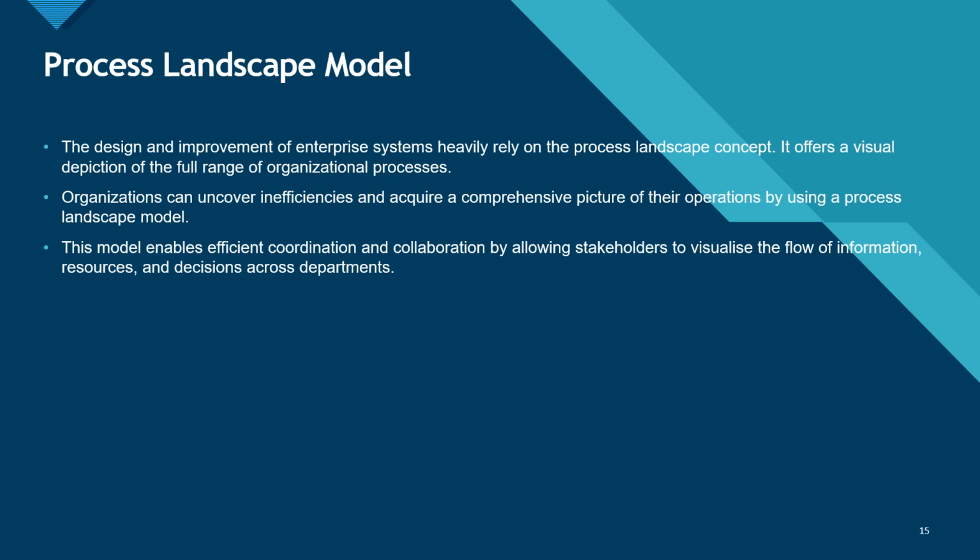The main thing, I would say, is that this model enables efficient coordination and collaboration by allowing stakeholders to visualize the flow of information, resources, and decisions across the departments. The design and improvement of enterprise systems heavily rely on the process landscape concept. It offers a visual depiction of the full range of organizational processes.